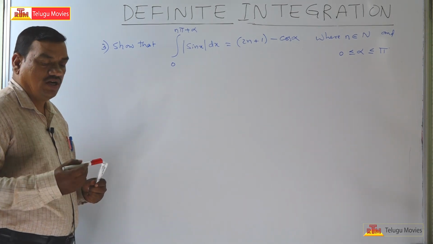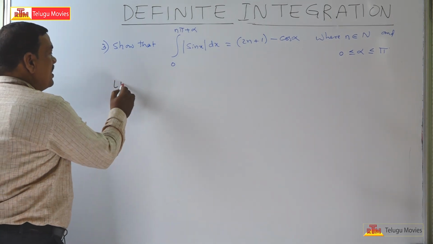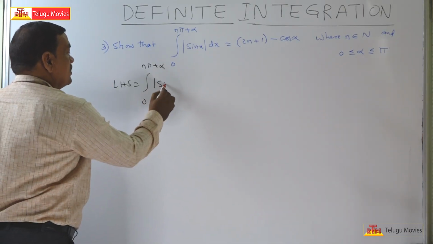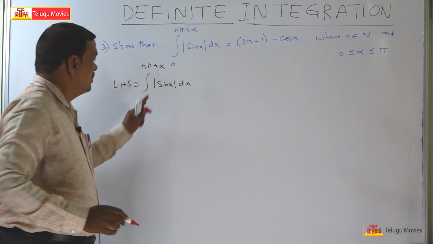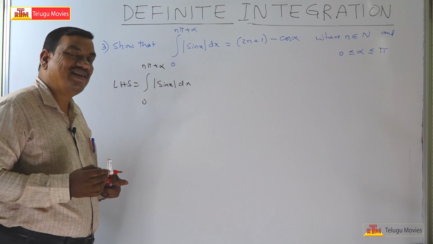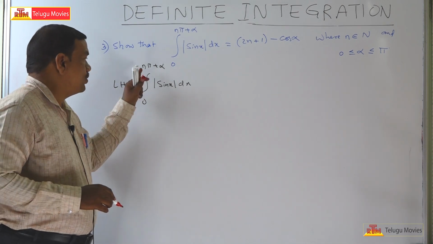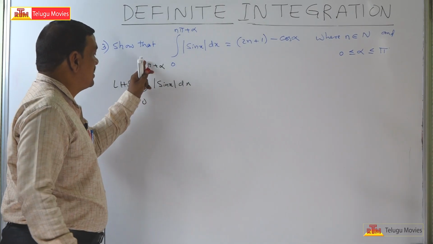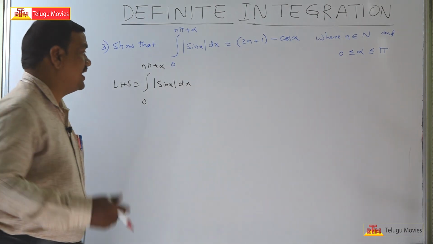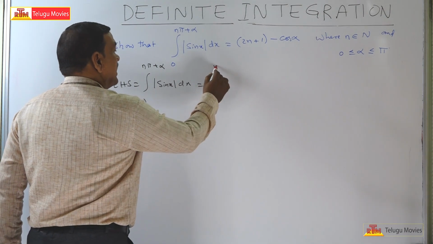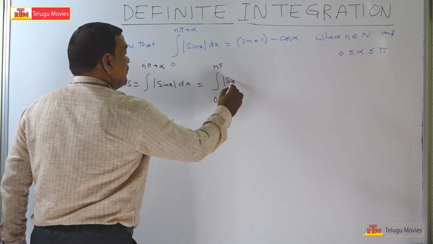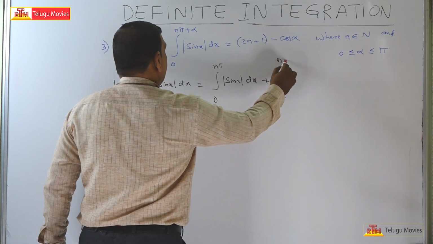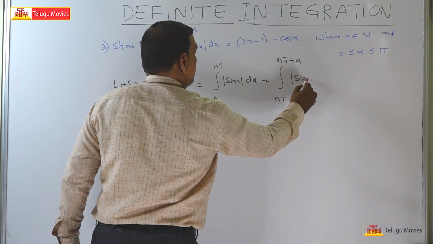We will prove it by showing that the left hand side is equal to the right hand side. What is the left hand side? The integral from 0 to n pi plus alpha of modulus of sin x dx. The period of modulus of sin x is pi, and n pi is there, so n we can take outside. That is why I divide this interval 0 to n pi plus alpha like this: the integral from 0 to n pi of modulus of sin x dx plus the integral from n pi to n pi plus alpha of modulus of sin x dx.